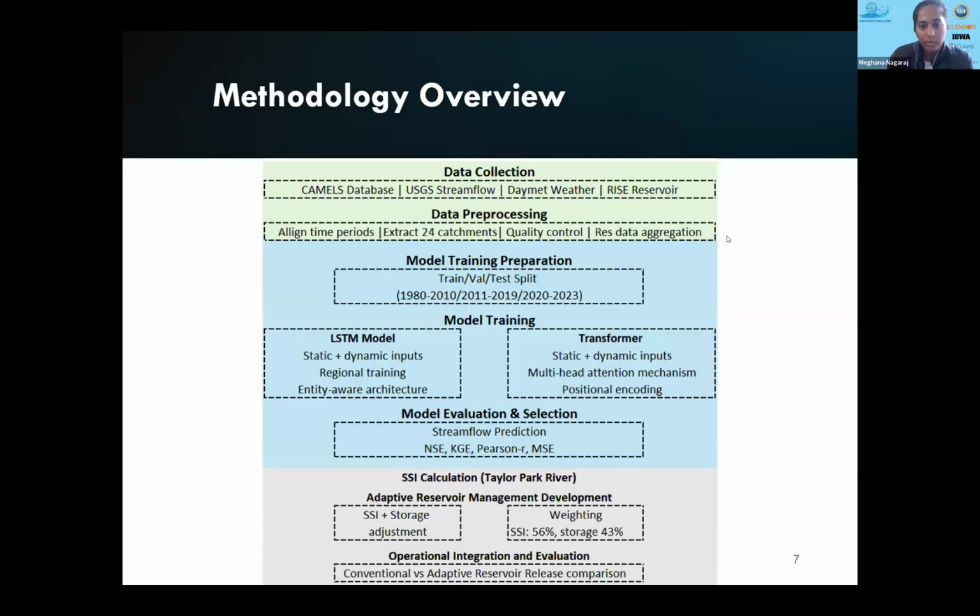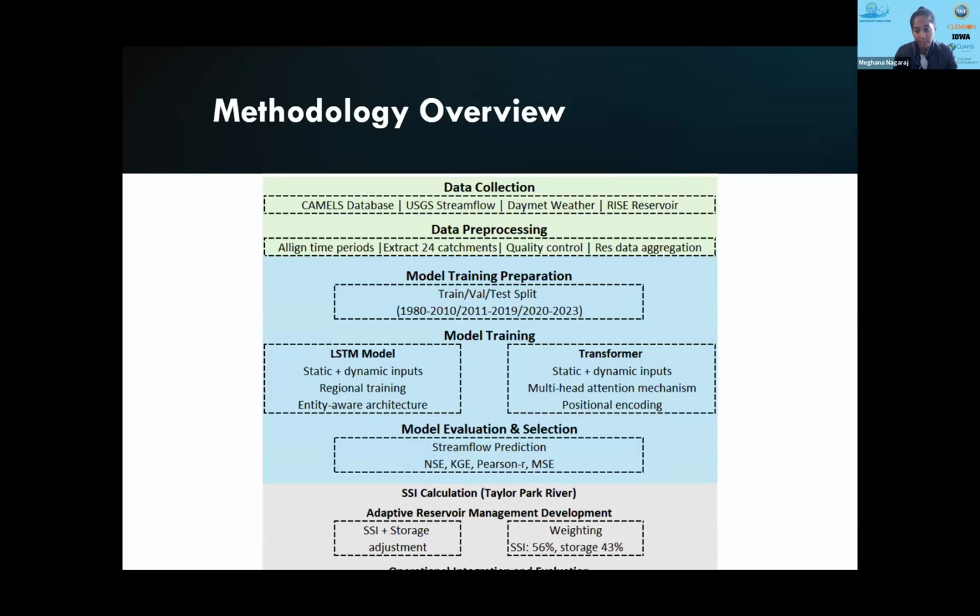This is the overview of our methodology. So the first step is the data collection. So we have been using CAMELS data, USGS stream flow, daily meteorological weather, and RISE reservoir data. So then we do the data processing. We extract the data for 24 catchments. We did the quality control, and then we prepared the data for training, validation, and test split. So the training is done for 1980 to 2010, validation from 2011 to 2019, and the testing from 2020 to 2023. So we trained the model.